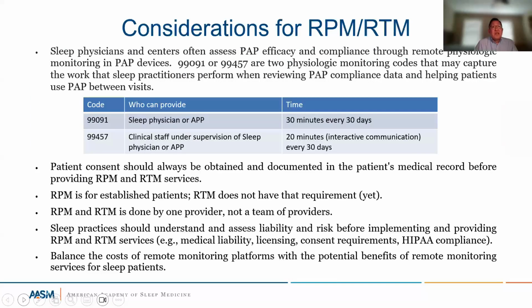So this is just a general summary of what to think about when you're going to consider using either RPM or RTM codes in your practice. Sleep physician centers often assess CPAP efficacy for patients with sleep apnea and compliance through remote physiologic monitoring and PAP devices. So 99091 and 99457 are two physiologic monitoring codes that will allow you to capture the work you do on a daily basis when you are reviewing this PAP compliance data, so that you can help patients become compliant and, for that matter, stay compliant in between clinic visits.